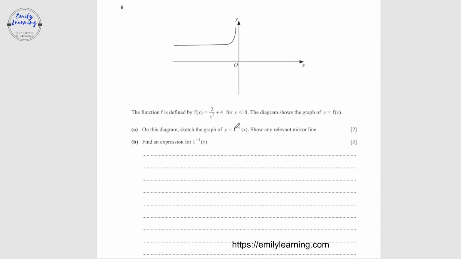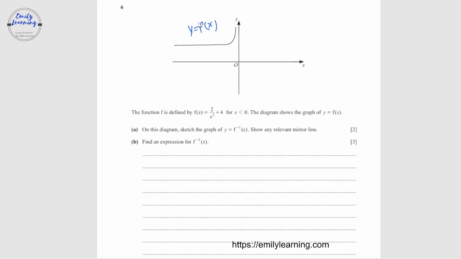Let's move on to question 6. We are given a function which is defined by this for x less than 0. So we are only looking at this part of the curve, because this is where x is less than 0. The diagram shows the graph of y equals f(x). On this diagram, sketch the graph of y equals f inverse x. Show any relevant mirror line.